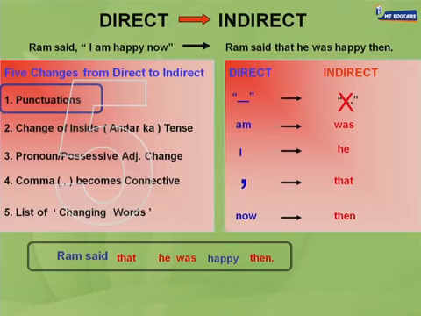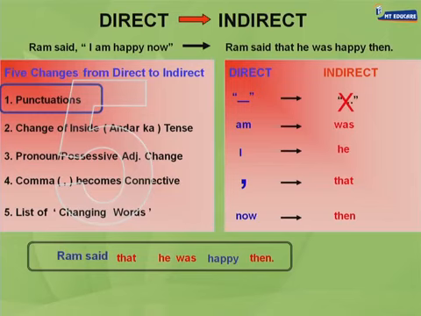So here we are looking at 5 changes. Change number 1, punctuation. Change number 2, change of andar ka tense. Yeah, change of inside tense. What is called in English grammar as the change of the tense of the reporting verb. Change number 3, pronoun or possessive adjective change. I'm sorry if I have said reporting verb. It is change of the tense of the reported verb. The verb that is outside is called the reporting verb, and the verb that is inside is called the reported verb. Change number 3, the pronoun or the possessive adjective change, that I becoming he in this sentence. Change number 4, comma becoming that. Does it always become that? That we shall see. And change number 5, list of changing words.